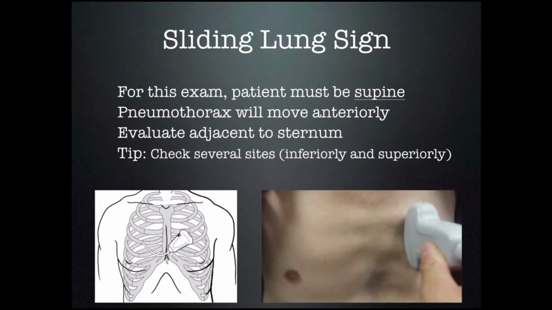Then we want to evaluate the most anterior portion of the chest. Generally, this is going to be the third, fourth, or fifth intercostal space. What I do is I start about the nipple line. I check for sliding on each side. Then I move up or down a rib or two. Therefore, I know that there is no loss of sliding lung sign anywhere on the anterior surface of the chest wall.